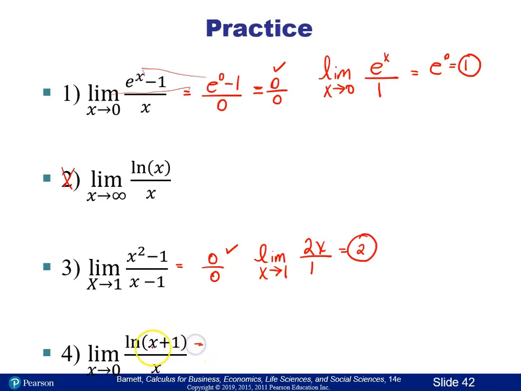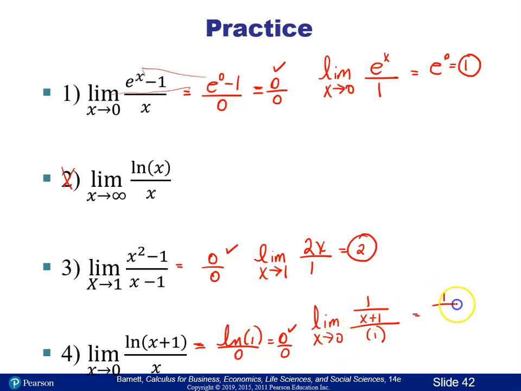And then on this one, if we plug 0 in, we're going to have the natural log of 1 over 0. So yes, we can apply L'Hopital's rule, and that means it'll be the limit as x goes to 0 of the derivative of each one of these. The derivative of natural log of x plus 1 would be 1 over x plus 1. The derivative of x would be 1. If I put 0 in here, I'm just going to have 1 over 1, and then all that's over 1, so we end up with 1 as our answer.